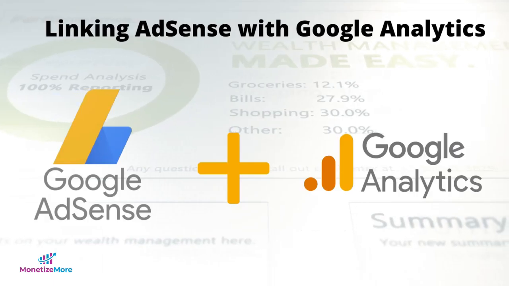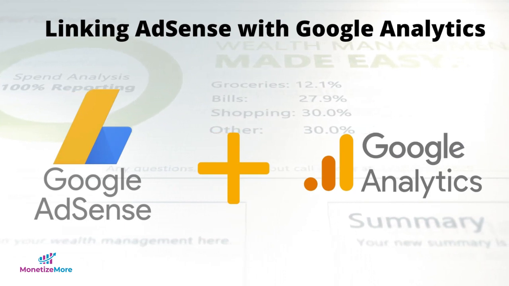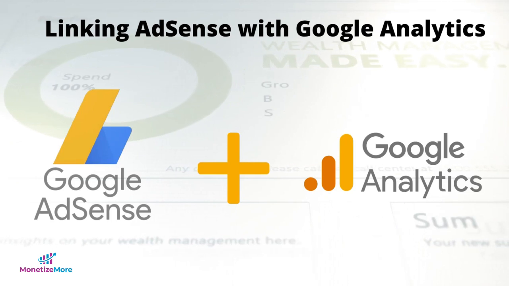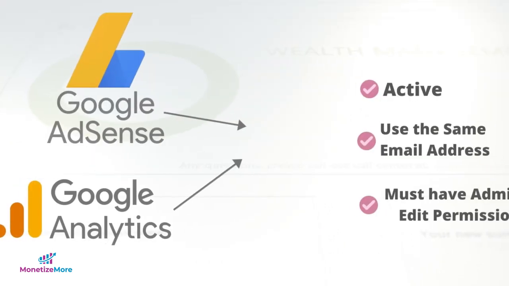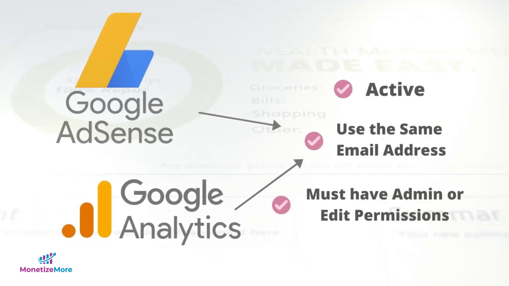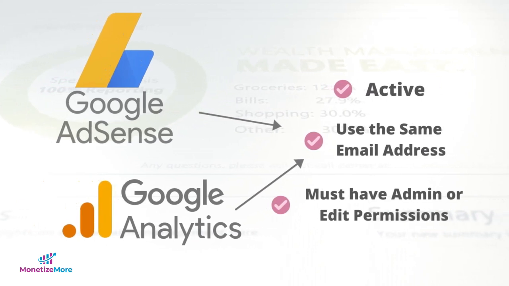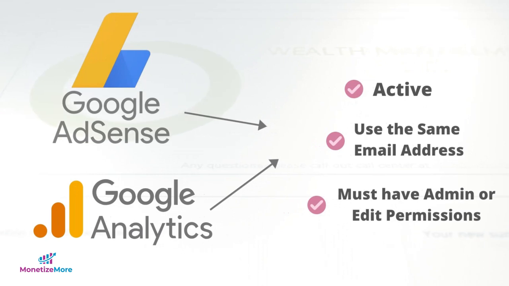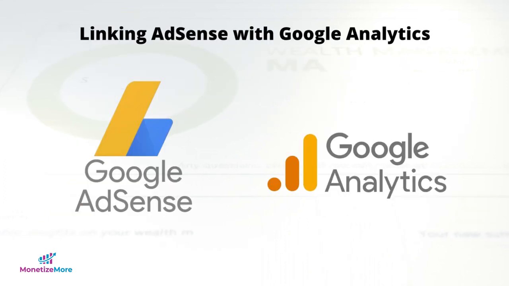You can achieve this by linking your AdSense account with Google Analytics. It's simple, straightforward, and easy to accomplish. Before you can initiate this process, both your AdSense and Google Analytics accounts must be active and working. Both accounts must also be using the same email address and should have edit or admin permissions. So let's go right ahead with the steps involved in linking AdSense with Google Analytics.